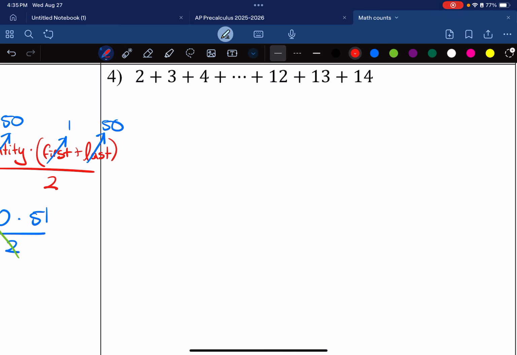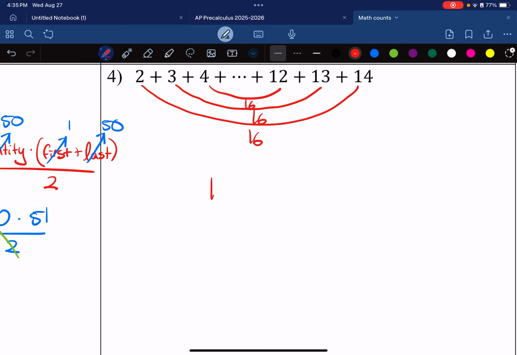Logically, I know that Carl Friedrich Gauss made pairs. He did first plus last to get 16. And just to verify, I can do 2 more. 3 and 13, yep, that's still 16. 4 and 12, yep, that's still 16. Okay, there's all of these 16. So how many times 16s? How many pairs of 16s do we have?